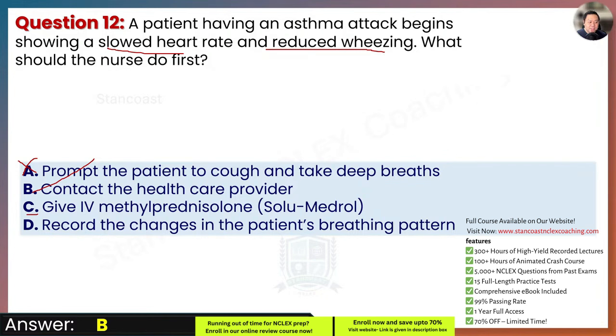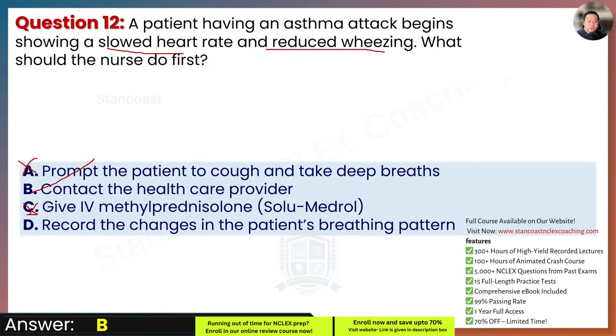Now, what about letter D? Record the changes in the patient's breathing pattern. Why is this incorrect? We know that documentation is very critical, right? But it is not the priority in this situation. The focus that you should be doing is on intervening to prevent the respiratory failure, not on recording the information.